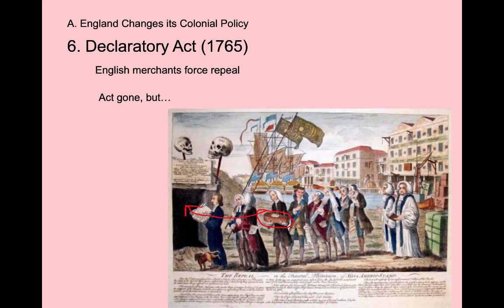Now, if you're the colonists, you only hear what you want to hear. You hear the first part of the Declaratory Act, the Stamp Act is gone, and then you stop paying attention. But this is foreshadowing things to come, because even though the Stamp Act is gone, England says they can pass new taxes in the future. They have the right, and they will do that.